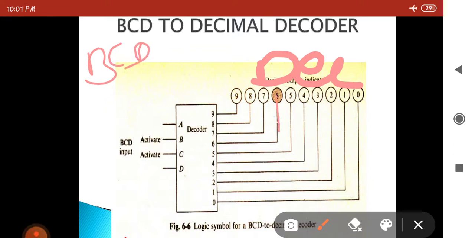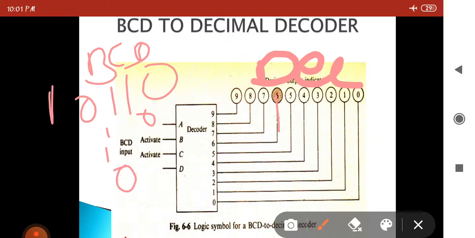When the number 6 is activated, the 6 LED is blinking. These B and C are activated. Obviously, the binary number is 0, 1, 1, 0: A is 0, B and C are 1, 1, and D is 0. I am going to write A, B, C, D. Yes, the 6 number is activated.